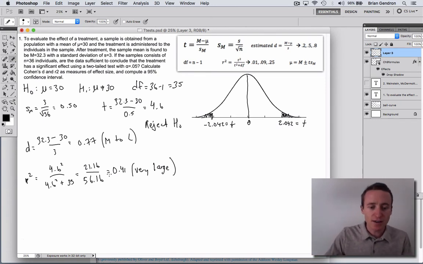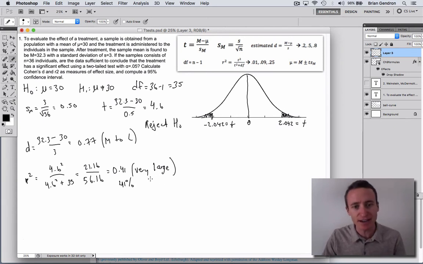R squared, on the other hand, measures how much variability is accounted for by a treatment. So 0.41 is 41% of the variability. 41% of the variability in scores among these 36 individuals is explained by the treatment effect. So they're measuring different things, but they're both an indication of effect size.